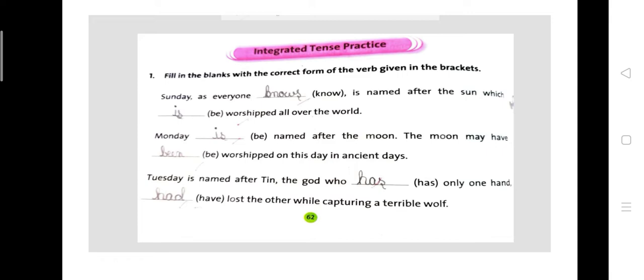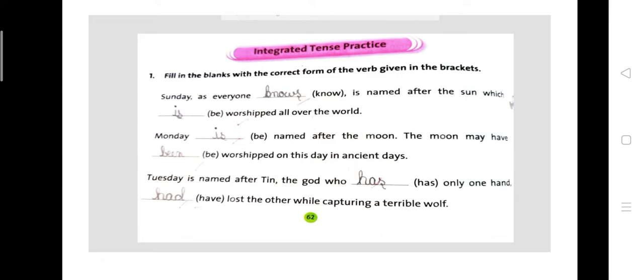Correct? So look at the first one. Sunday, as everyone knows, is named after the sun. This is in simple present tense active voice, so that's why knows has to be used. Then which is worshipped all over the world. Here this is in passive voice, that's why worshipped is V3. Along with that, the form of be has to be used. This is in simple present tense itself, but in passive voice. So that's why we have to remember that we have to use be and V3 along with it.